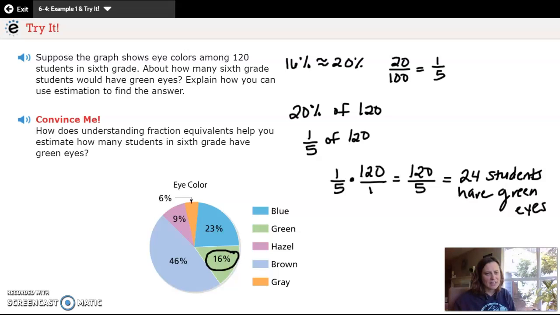How does understanding fraction equivalence help you estimate how many students in the 6th grade have green eyes? Well, if you wrote 20% as an equivalent fraction, so that you could multiply it by 120, would be one way to do it. So that's example 1.